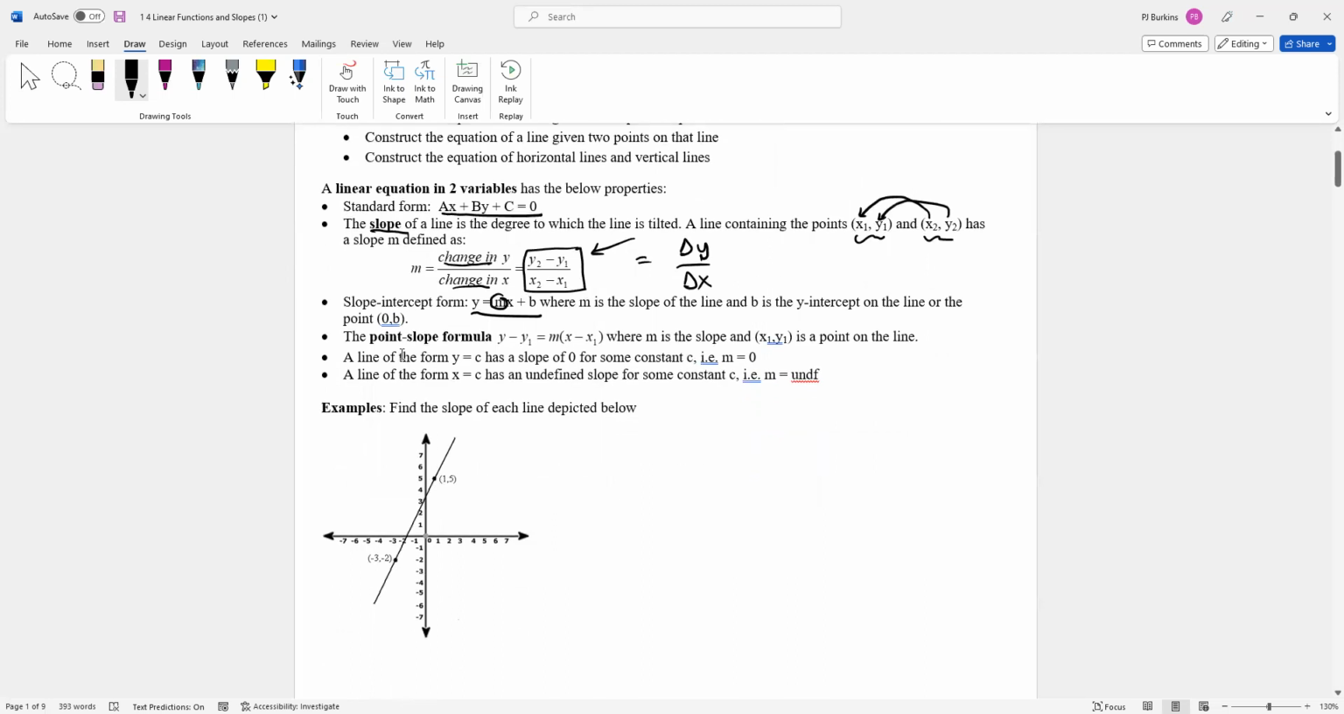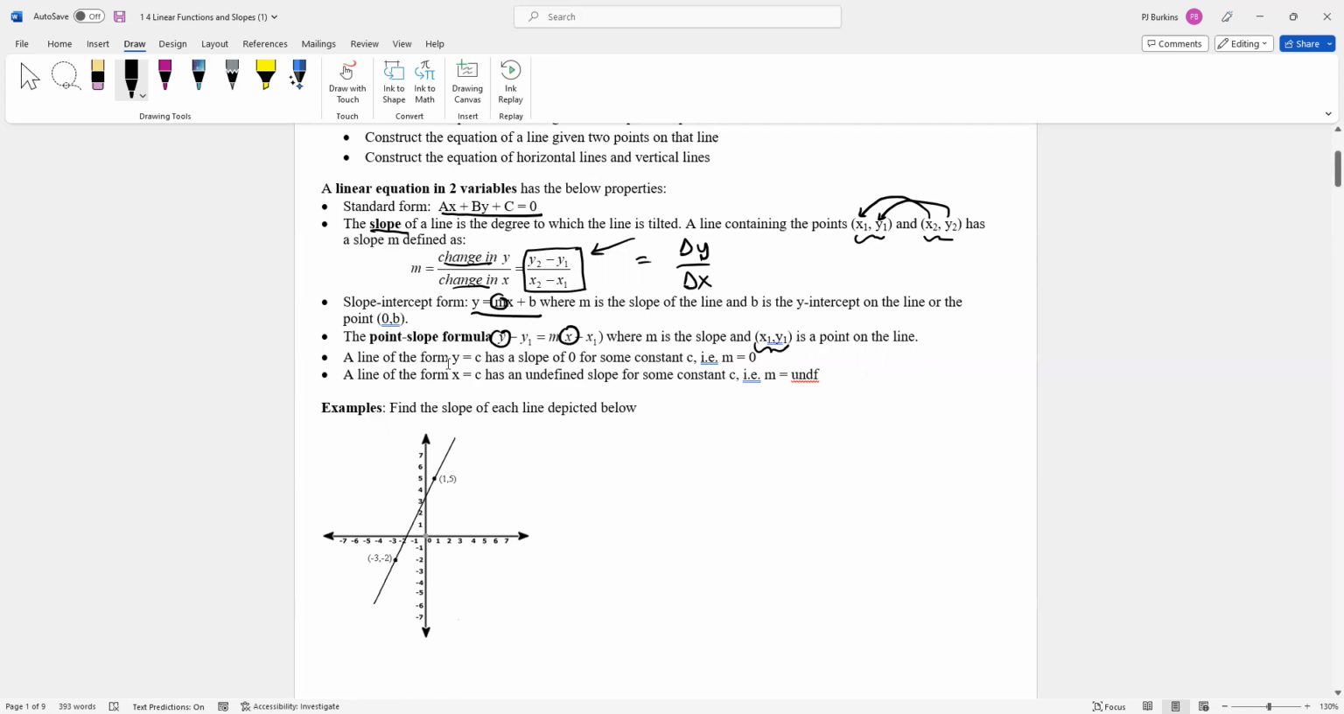The point slope formula is y minus y1 equals m, the slope, times x minus x1. And x1, y1 is a point that is given to you, and y and x you leave alone. They are variables. Okay, so you're plugging in for y1, m, and x1, and you are leaving y and x alone.